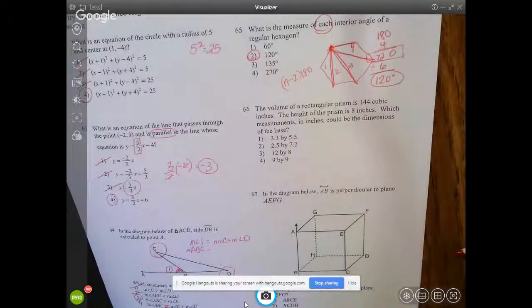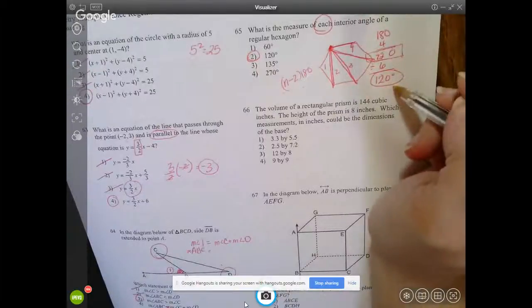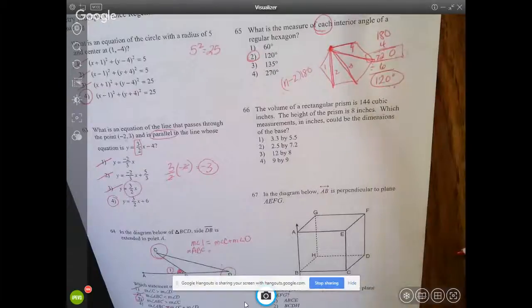Now, one of the questions that you've already done, it asks you what's the sum of the degrees inside of a shape. I think it was a pentagon, and that was 540. This wants each one. So because there's 6 angles in a hexagon, I took the total 720 divided by 6 to learn that each angle is 120 degrees.